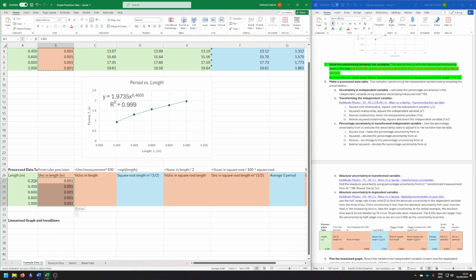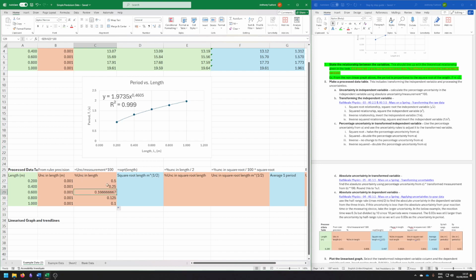Uncertainty in length and length. Let's find the percentage uncertainty in length. So to do so, equals, you select the uncertainty, the absolute uncertainty, you divide it by the measurement, and you times it by 100, right, 100%. Enter. So that's 0.5%. Like before, if we double click this green square in the right corner, it propagates down, and we should round it to something sensible.